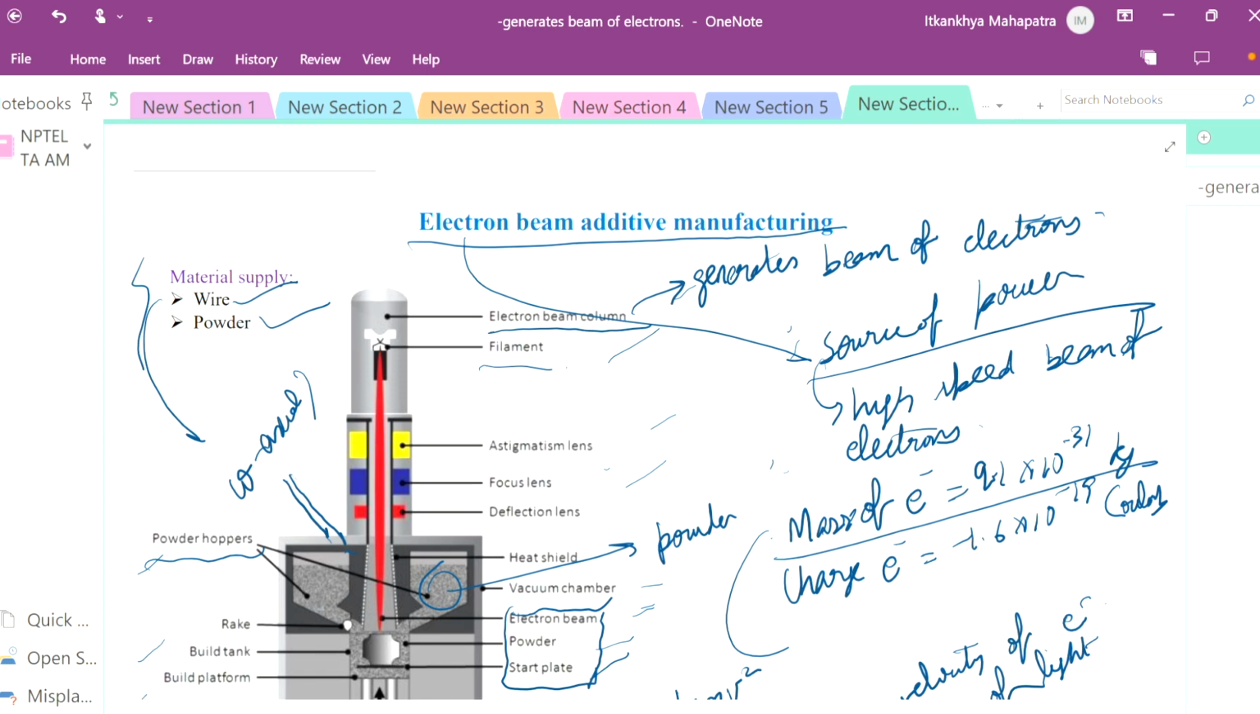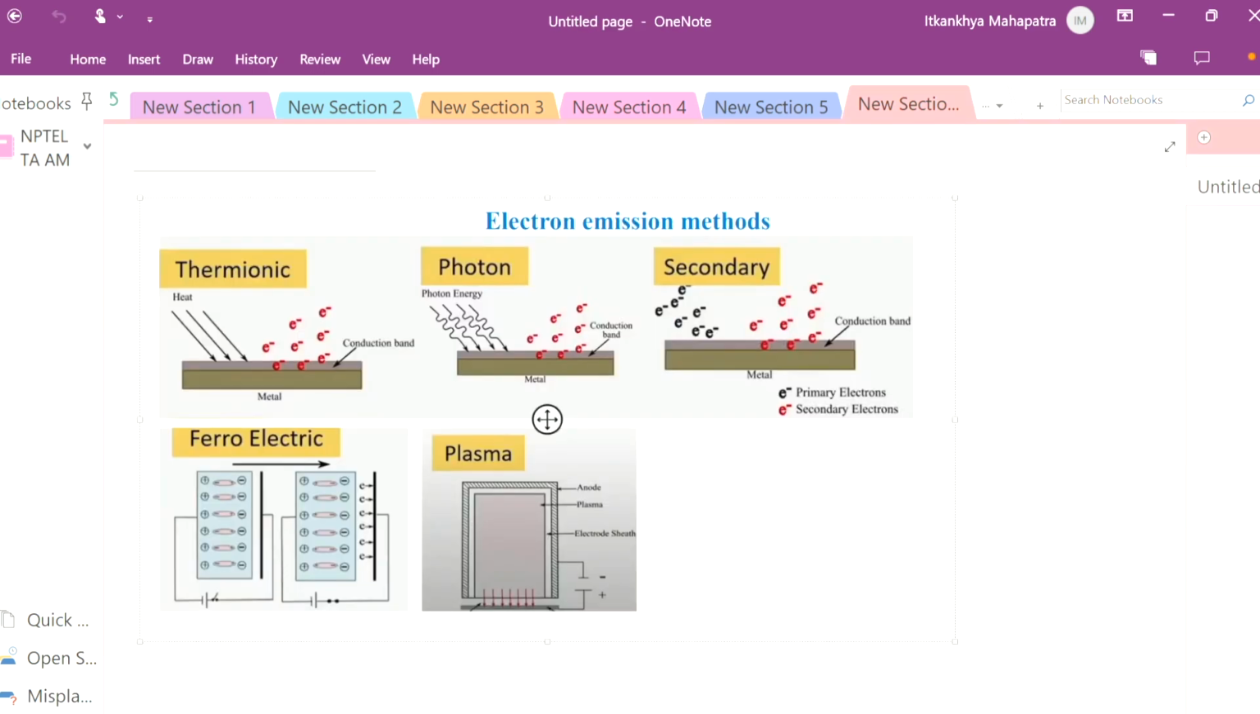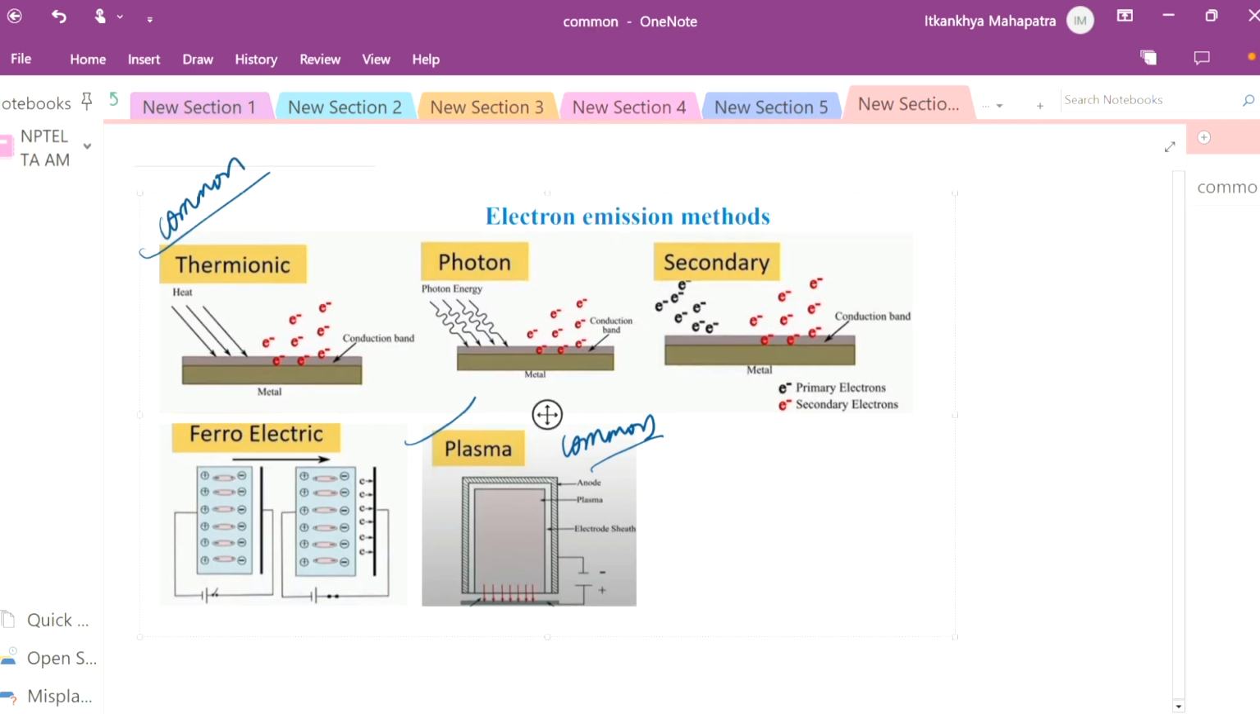Now, next we will discuss the electron beam column. In this we will discuss the electron emission methods. We have some questions and assignment related to this also. So, there are 5 methods: thermionic, photon, secondary, ferroelectric, and plasma. Commonly, we use only thermionic and plasma. This is the most common. Why is it common? This is a more efficient method. Plasma is more efficient than thermionic. Now we have some printers coming with the plasma method also, but mostly we have thermionic.